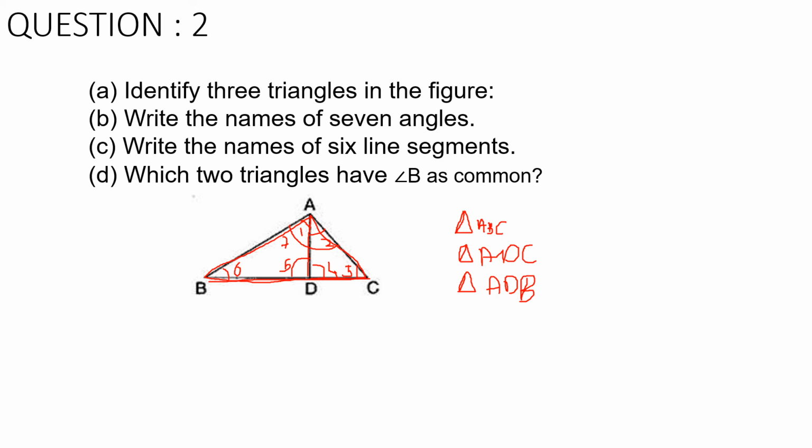Then 2 triangles which have angle B as common. So we can see in triangle ABC we have B and in ADB we have B. So the 2 triangles which would be having common angle B are ABD and ABC.